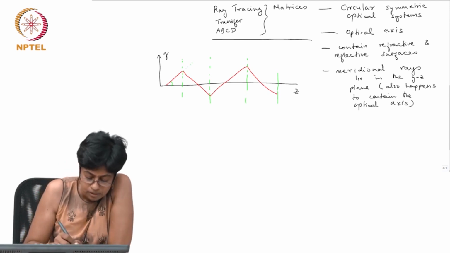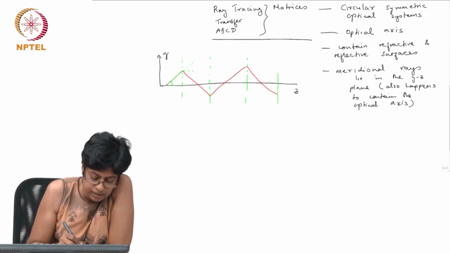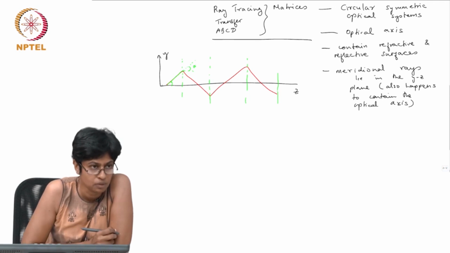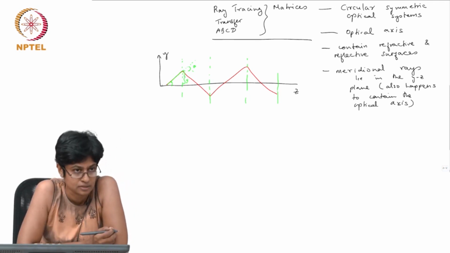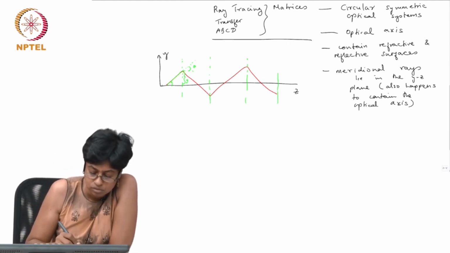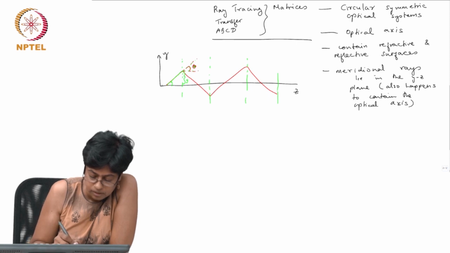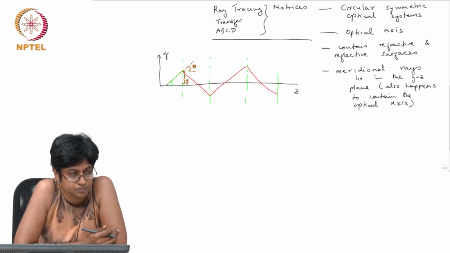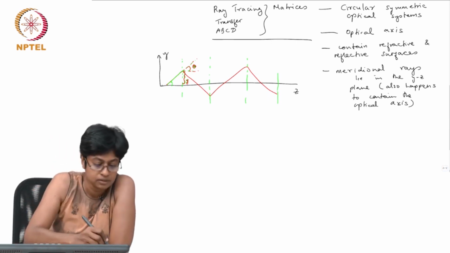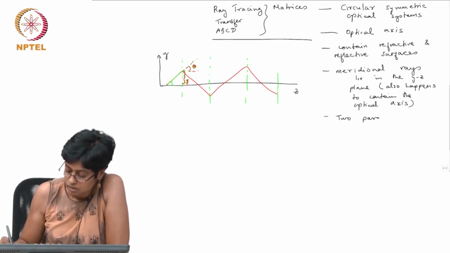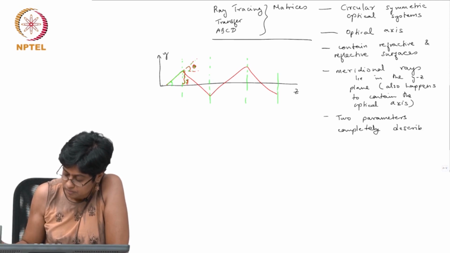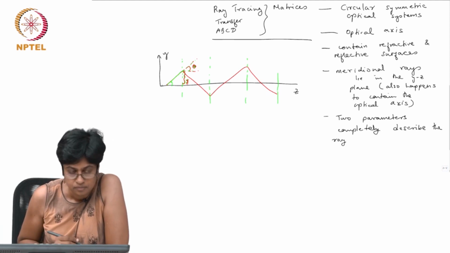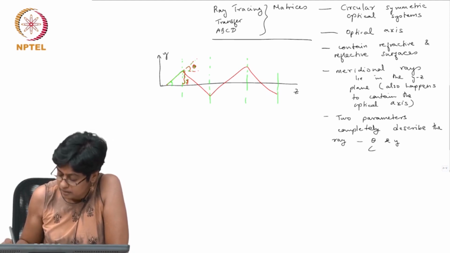So, in this case, for example, at this point, if I were to specify this ray, this is its angle with respect to the optical axis, and this is its height with respect to the optical axis. So, the two parameters, theta and y, completely describe the ray, and this theta is with respect to the optical axis of the system.